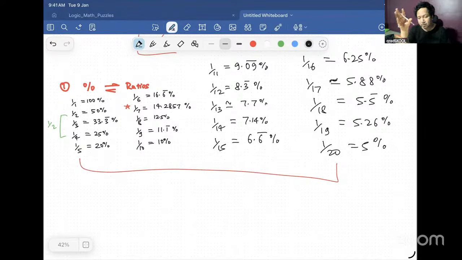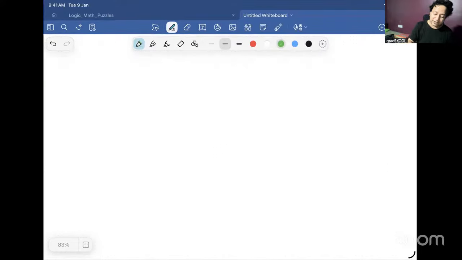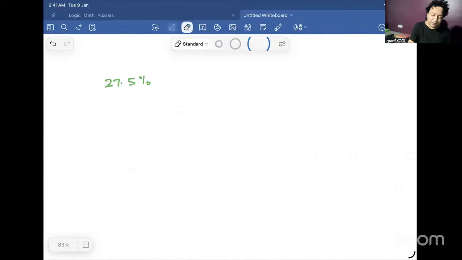Now I'll be telling you, looking at the percentages, how to find the ratios. So let's say that a question involves a calculation for 27.5%. Now what will you do? One way is to write 27.5, then divide by 100 and keep on canceling. This is going to take a lot of time. So it's better that you break this as 25% plus 2.5%.